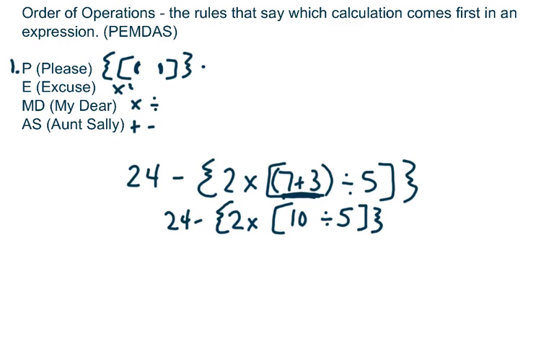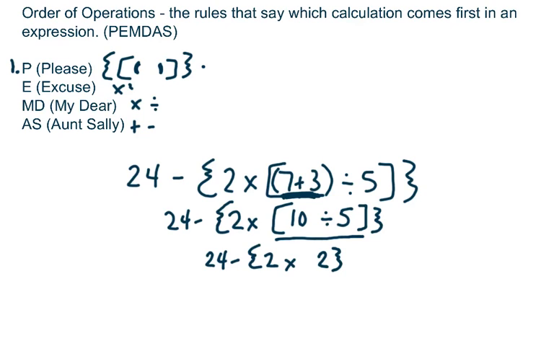Now that I've solved those parentheses, the next inside would be the bracket. And in this case, the problem I need to solve inside that bracket is 10 divided by 5. 10 divided by 5 is the same thing as 5 times what number will give me 10, and I know that's 2. So I'm going to go ahead and write that 2. I'm going to get rid of those brackets, but I'm going to keep the braces. And I'm just carrying everything else down.